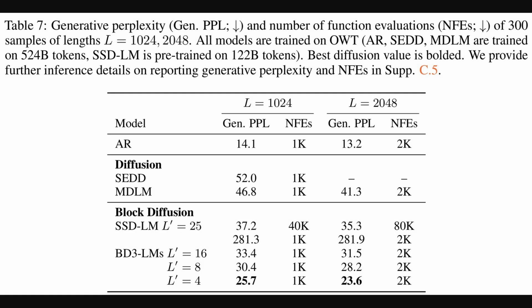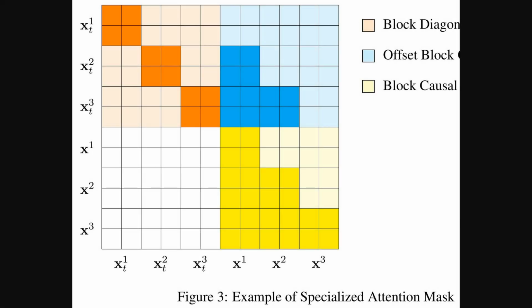Speaking of generation quality and length, this table zeroes in on generative perplexity and the number of function evaluations needed for sampling, again on OpenWebText. Okay, lower perplexity is better. We see the AR model is still strong, but block diffusion, especially with L' equals 4, achieves significantly better generative perplexity, like 23.6, compared to prior diffusion methods like MDLM at 41.3, while using a similar number of function evaluations.